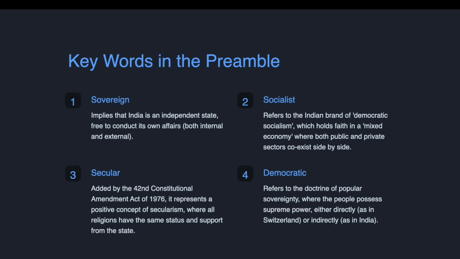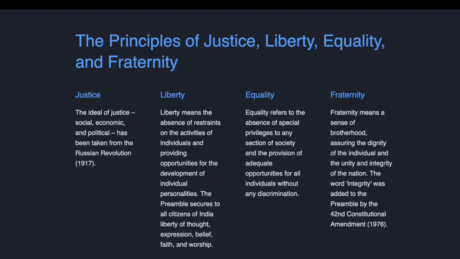Third is secular. Added by the 42nd Constitutional Amendment Act of 1976, it represents a positive concept of secularism where all religions have the same status and support from the state. And the fourth is democratic, which refers to the doctrine of popular sovereignty where the people possess supreme power either directly as in Switzerland or indirectly as in India.